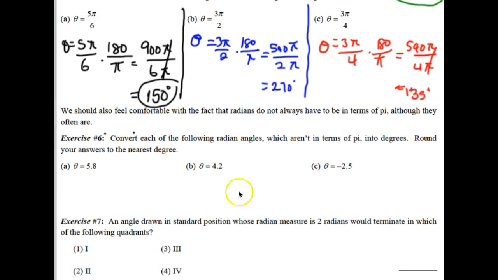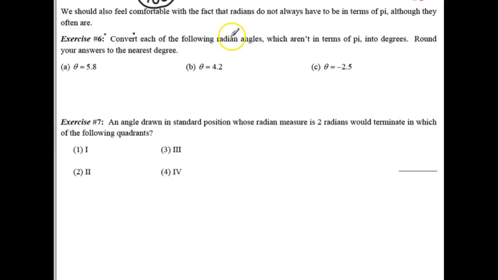Now you should feel very comfortable with this. We have 2 more exercises to go here. The first one said, convert each of the following radians, which aren't in terms of pi, into degrees, and round it to the nearest degree. This is very similar to what we did. This becomes theta is equal to 5.8 times 180 over pi. You put this in the calculator, you would get 332.315, but it says rounded to the nearest degree. So to the nearest degree is approximately 332 degrees.